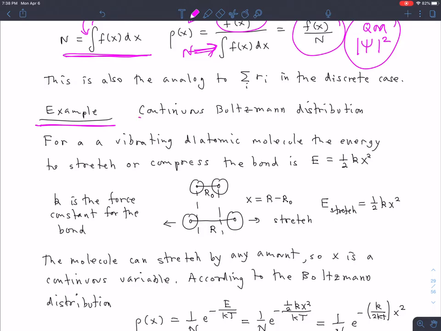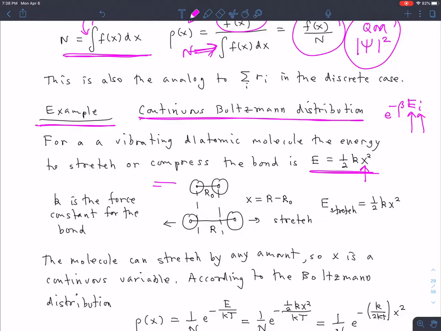Let's consider a continuous Boltzmann distribution. So far we've up to now considered discrete Boltzmann distributions, right? So a discrete set of energies, where i is some integer index. But suppose I have a quantum energy or a classical energy, it doesn't matter, that depends on a continuous variable instead of a discrete index. In that case, I have a continuum of possible outcomes, and let's see how that looks for this particular case.